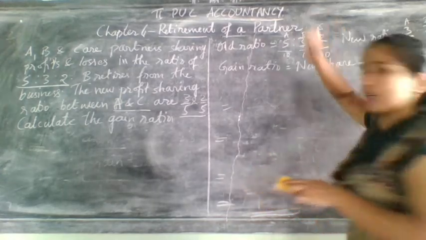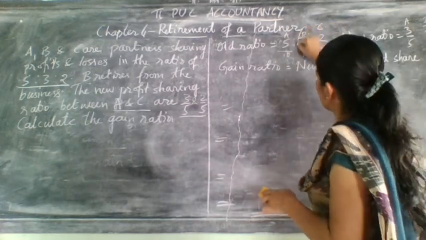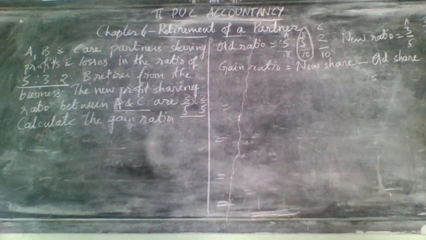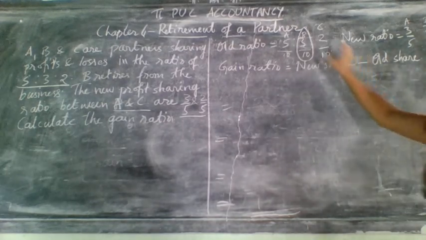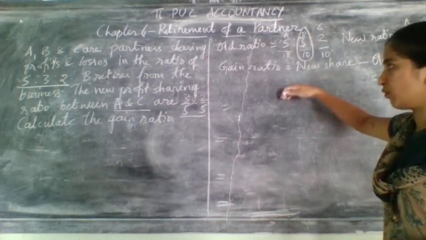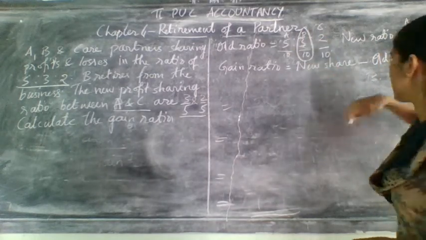But who will retire now? B will retire from the business. Who are remaining now? A and C are the remaining partners. Who will retire? B will retire. Why did I tell you to put a circle? Because now while doing the problem you can understand this.